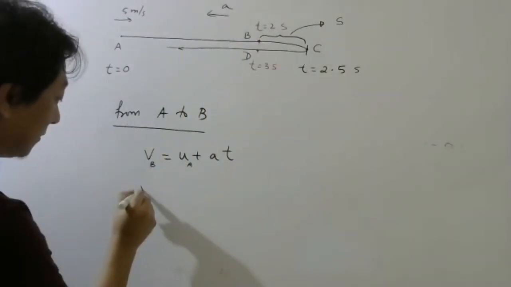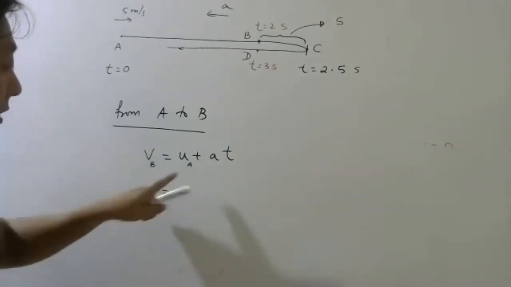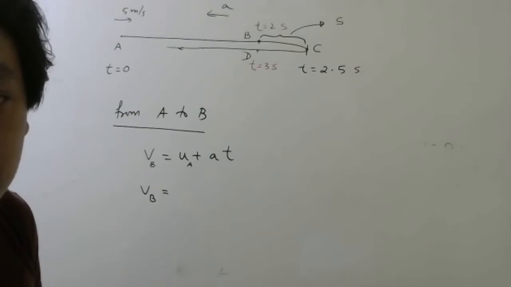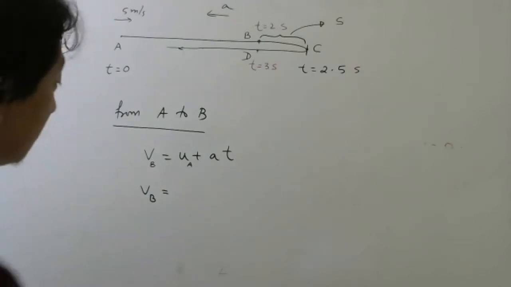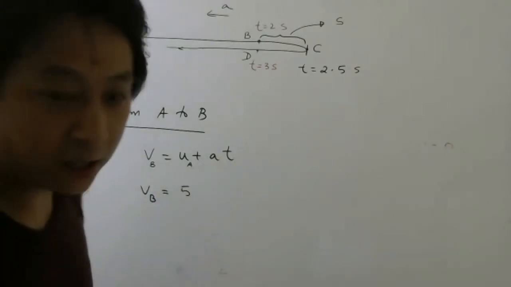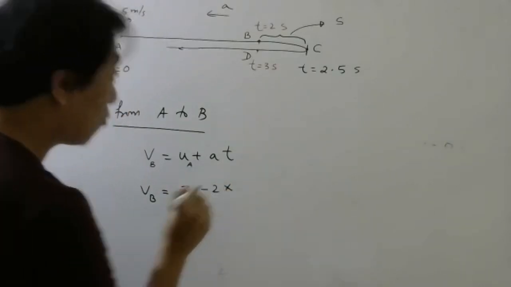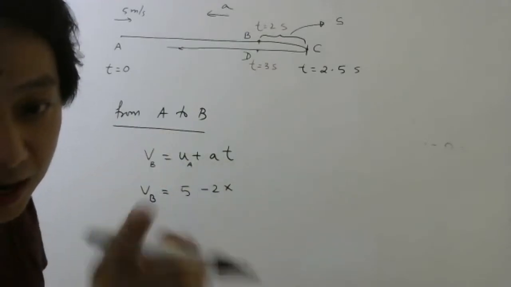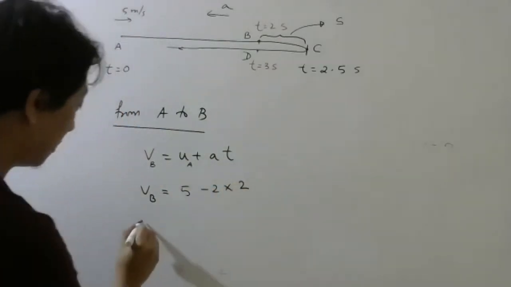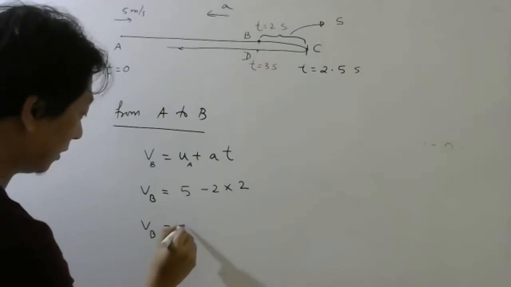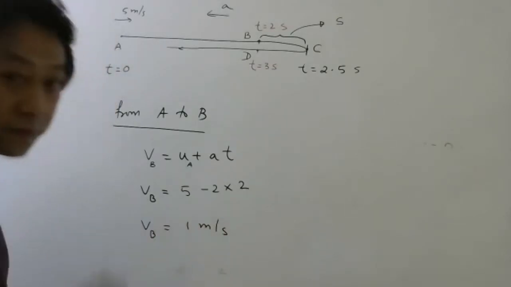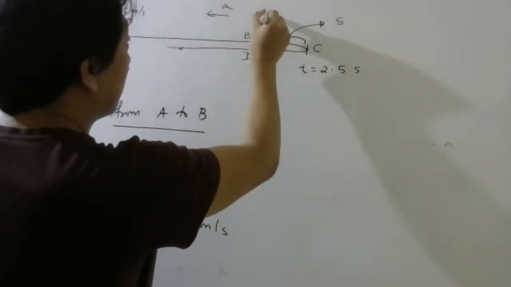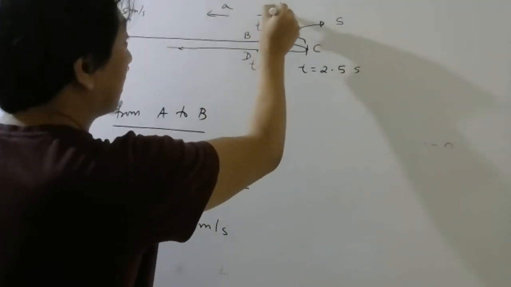What is velocity at B? I have no idea. What is initial velocity at A? They have given initial velocity 5. Acceleration is constant, we know, -2. What is time taken from here to here? A to B I am applying. Be careful. 2 seconds. So velocity at B is 1 meter per second. Right? So I came to know when the particle is here, it has a velocity 1 meter per second.